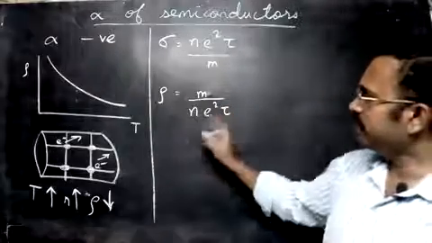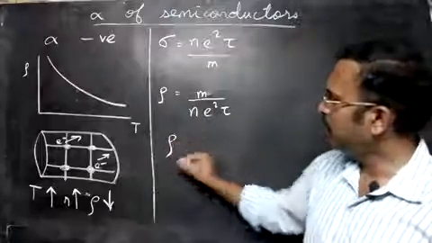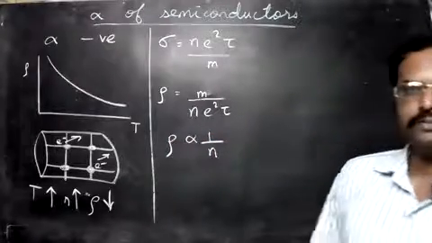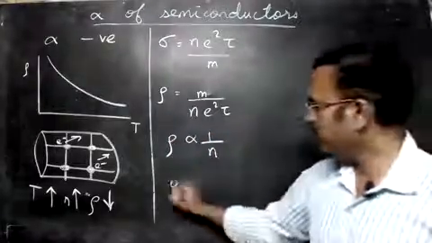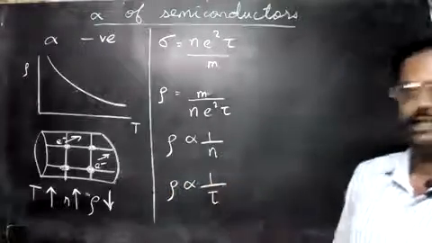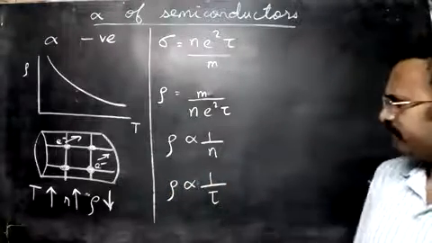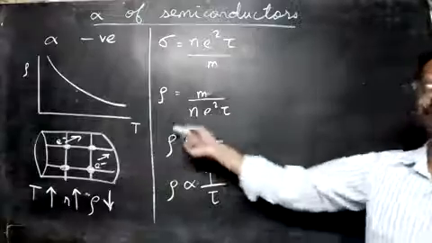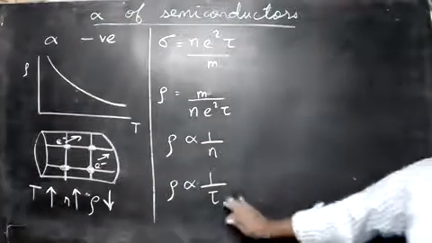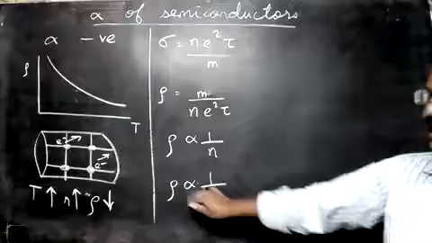So two things we can see from this. Rho is inversely proportional to the number of electrons, and rho is inversely proportional to the time between collisions, tau. That means if the number of electrons increases, then resistivity will decrease. And if the time between collisions decreases, resistivity will increase.